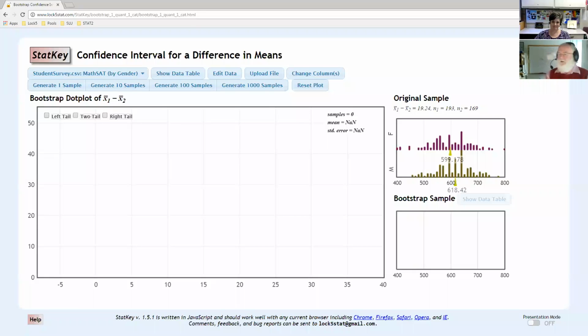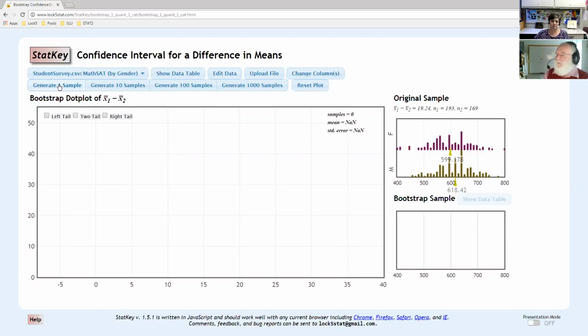Okay, so here's my 2 samples. And we can see that for the males, the average SAT score is about 618. For the females, just under 600. The difference in means is about 19. We've got 193 males and 169 females. So I know I got my data in there. Things are looking good for that. This is nice because it does allow students to easily bring in their own data when they're doing their projects. And I often have students do their own project data and then do the analysis in StatKey.